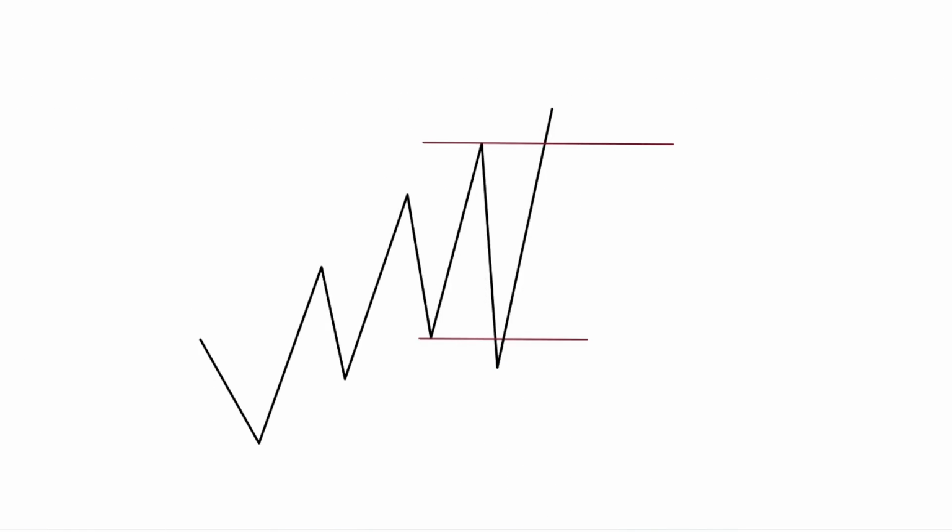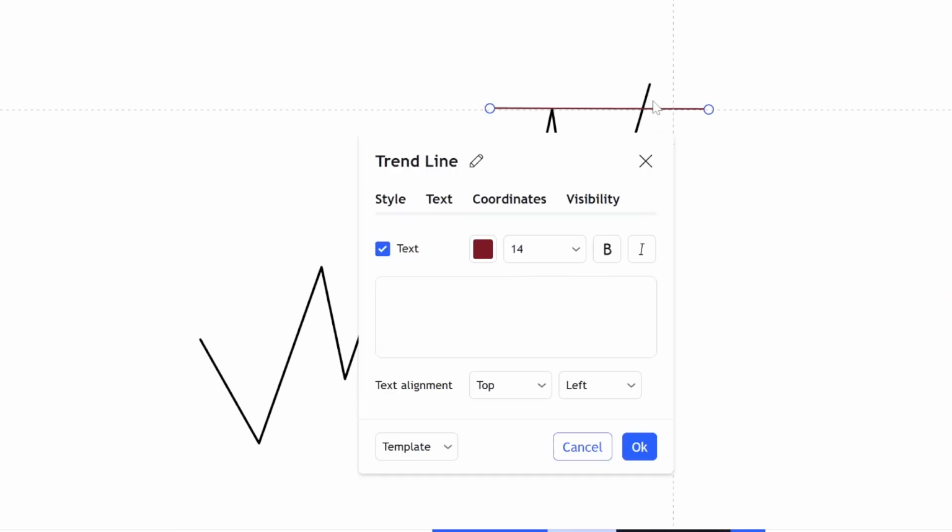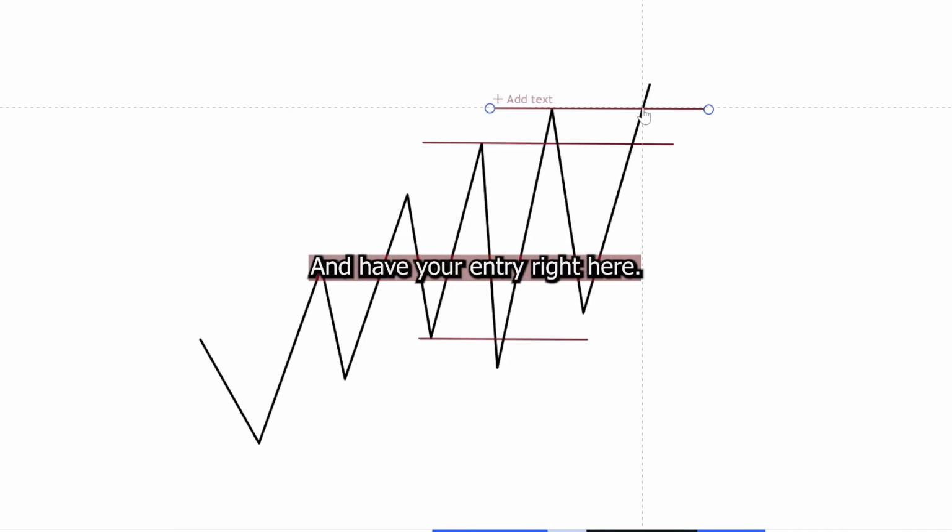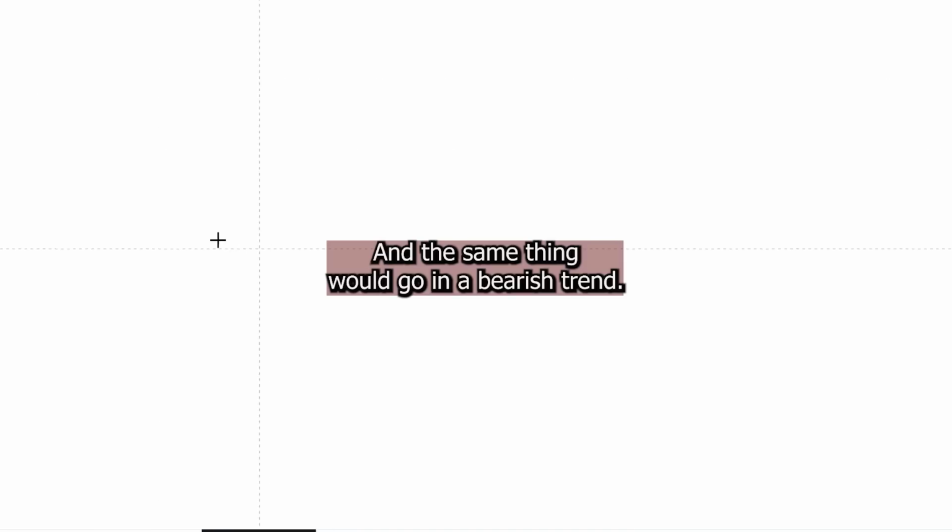Once it breaks that swing high, now you have either your retracement right here, where you will get in on a retracement entry, or you'd wait for price to take out this swing high and have your entry right here. And the same thing would go in a bearish trend.